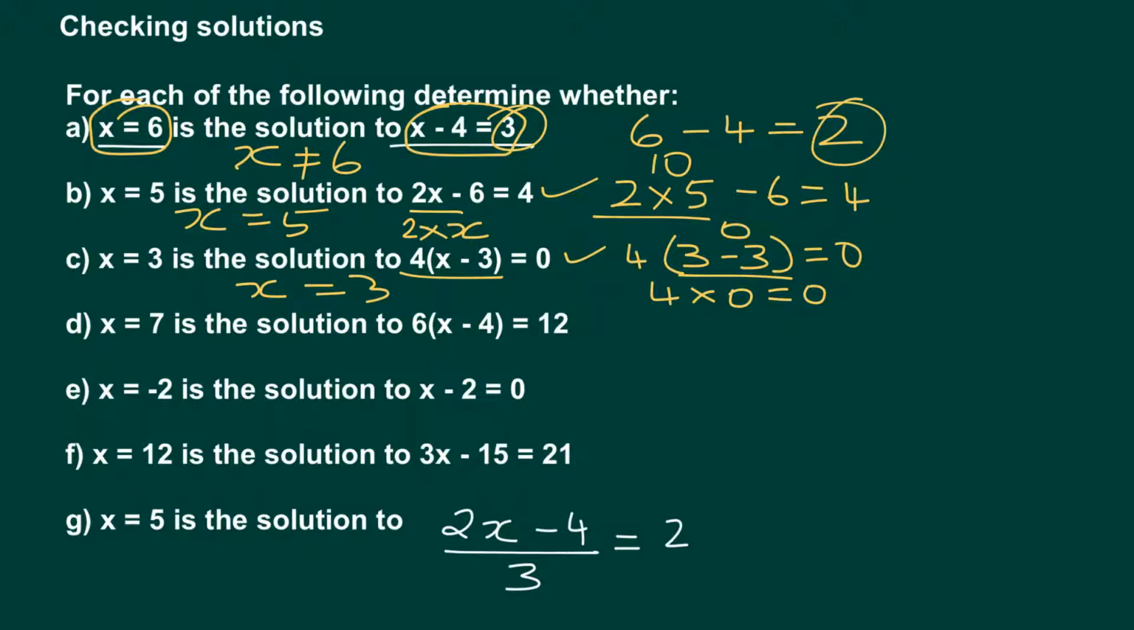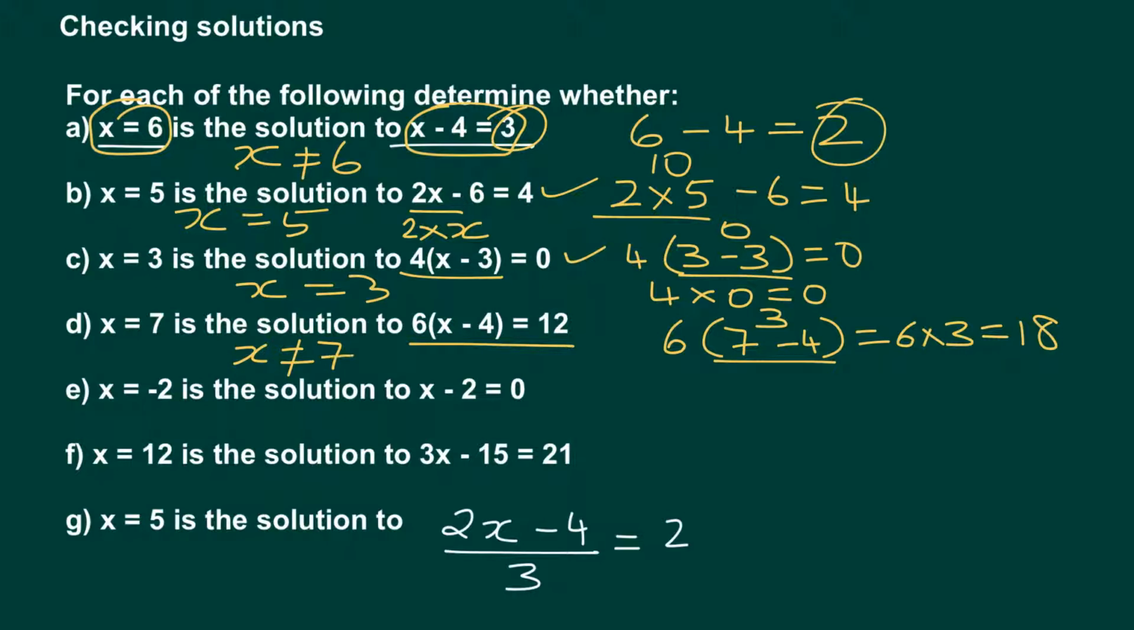Part D, we have x equals 7 is a solution to 6 bracket x minus 4 equals 12. So 6, 7 minus 4. Now, 7 minus 4 is simply 3. 6 times 3 makes us 18. Now, that is not the correct solution. So x equals 7 is not correct because we needed to get the answer of 12. However, we got the answer of 18.